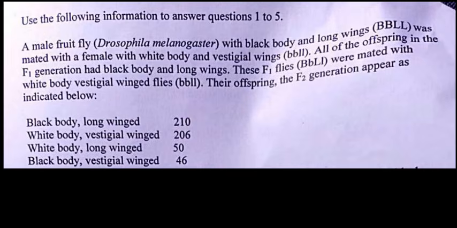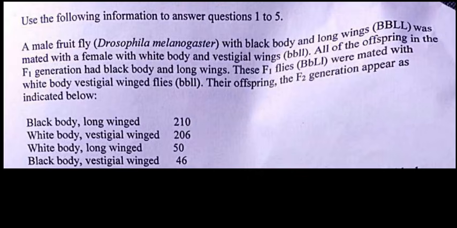So now we can go ahead and answer this question. So we have it here. It's saying use the following information to answer questions 1 to 5. The question here is a male fruit fly, Drosophila melanogaster, with black body and long wings. As you have seen, this is the genotype that we're going to use. This male was mated with a female with a white body and a vestigial wing. So this is the genotype for that.